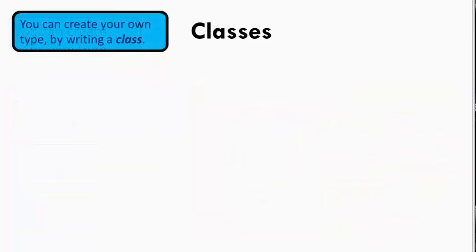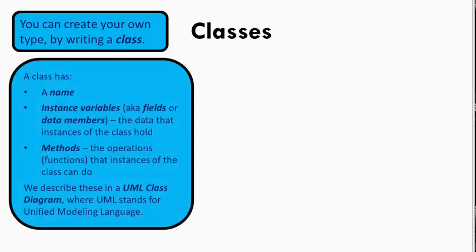The power of object-oriented programming comes from the fact that classes can have relationships. More on that later. For now, let's focus on a single class. A class always has 3 things: a name, instance variables to hold the data that the instances of the classes have, and methods that instances of the classes can do.